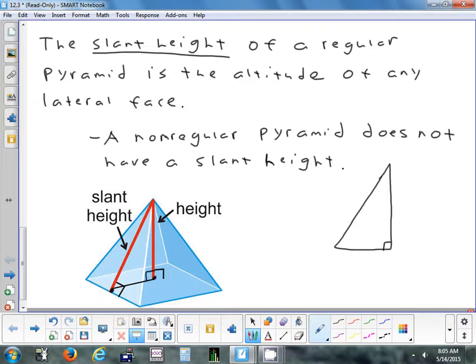So let's say they give us the distance from the edge to the center, like 5 feet, and they say you have a slant height in the pyramid that's 50 feet. Find the height of the pyramid. It's really a Pythagorean theorem problem. Once we learn the formula for the surface area of a pyramid, you have to be careful whether it uses slant height or height. And if you don't have the right one, we're going to use the Pythagorean theorem to find it.